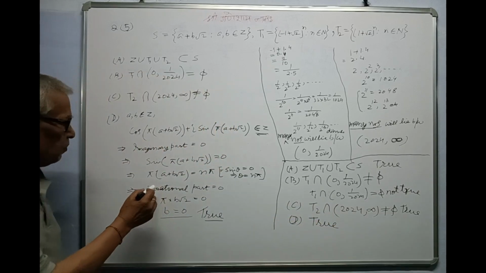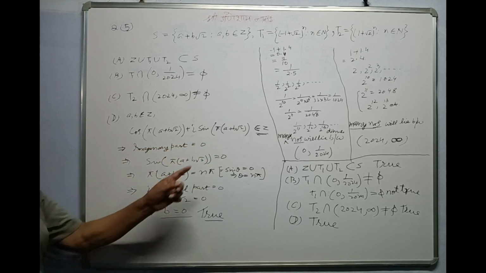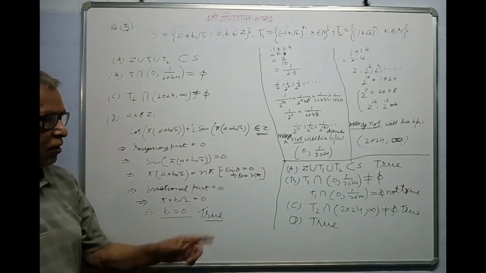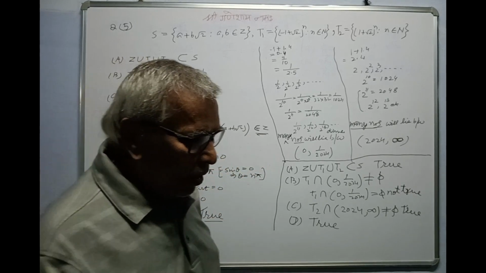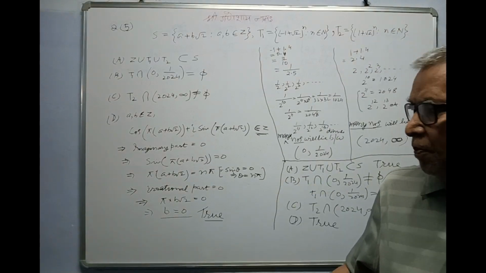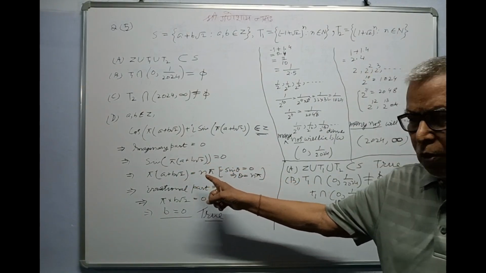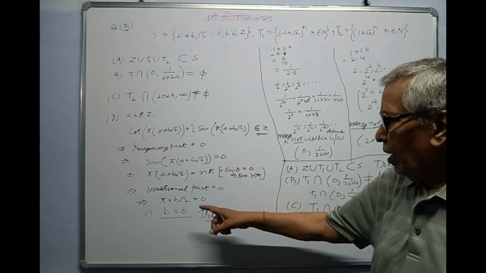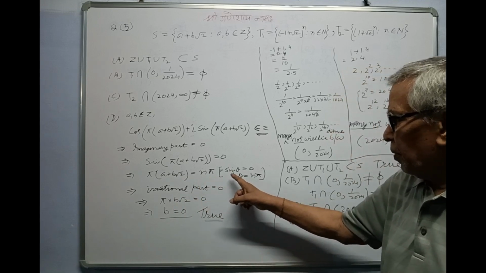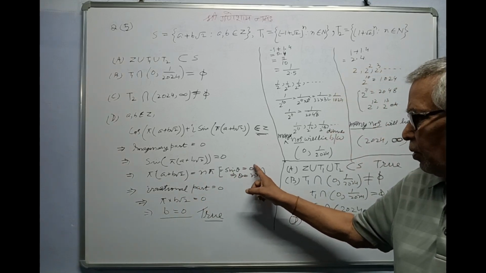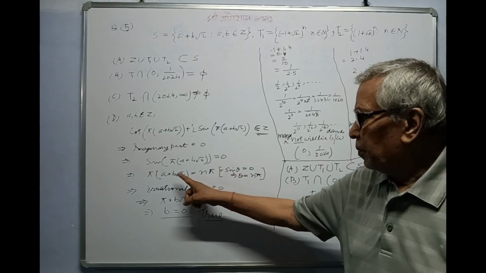Now come to this point. Cos pi(a plus b root 2) plus i sine pi(a plus b root 2) belongs to Z. Z is an integer, so the imaginary part is equal to 0. So sine pi(a plus b root 2) is equal to 0. We know that if sine theta is equal to 0, then theta is equal to n pi. So pi(a plus b root 2) is equal to n pi.